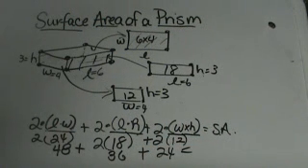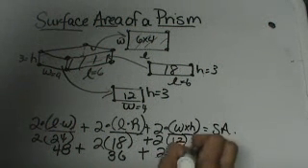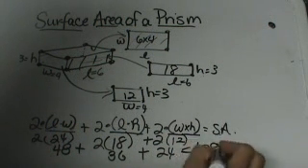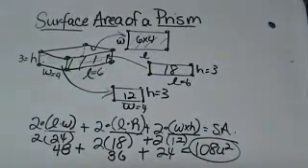Now let's add all that up. 48 plus 36, and I just grab my calculator to make sure I don't make any silly mistakes, plus 24 adds up to 108 units squared, and that is a surface area, so it's units squared.